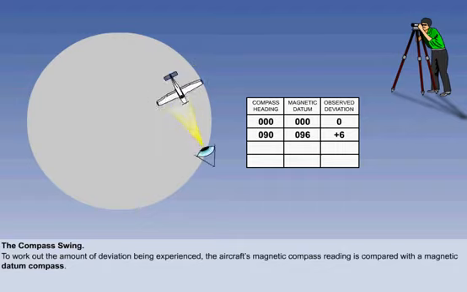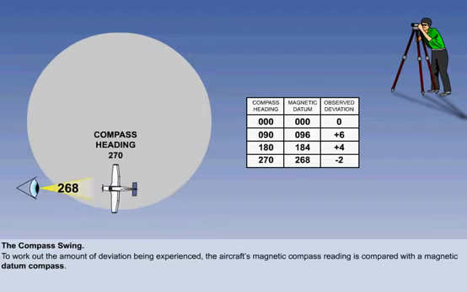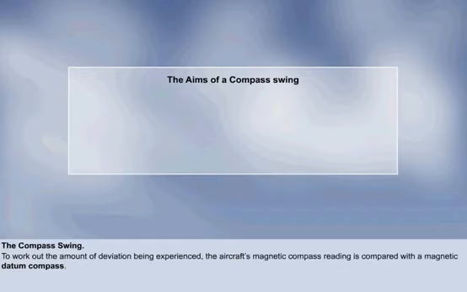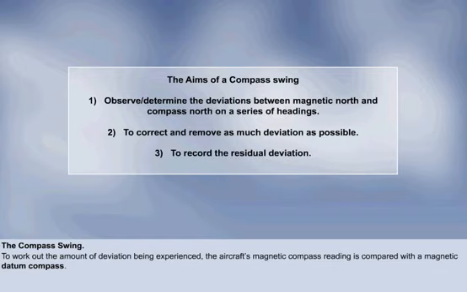The process is then repeated through 180 degrees and 270 degrees. The aims of the compass swing are: firstly, to observe and determine the deviations between magnetic north and compass north on a series of headings. Secondly, to correct and remove as much deviation as possible. And thirdly, to record the residual deviation which is left after a compass has been adjusted.